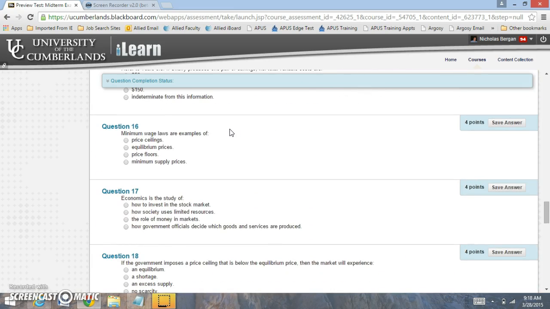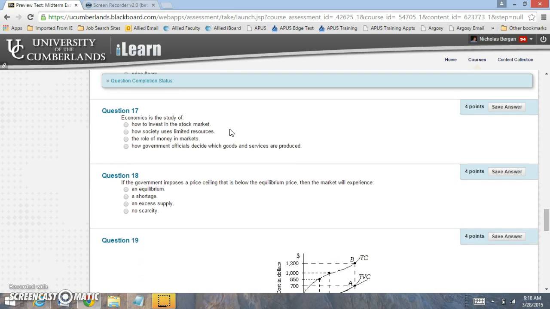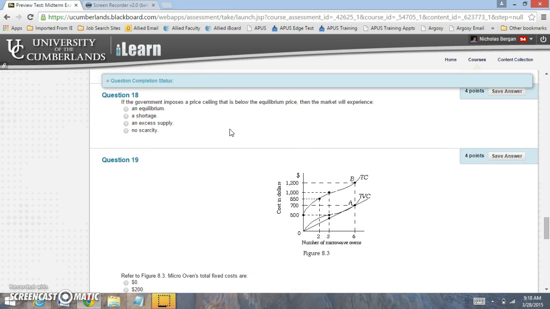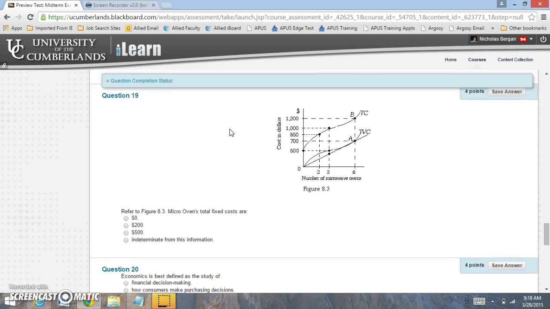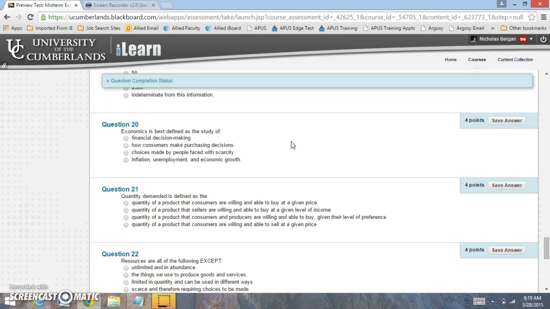Minimum wage laws, that's a good example of a price ceiling, lowest price that can be charged. Economics is looking at how we study our limited resources. Question 18 is looking at a price ceiling, and it's looking at markets and what occurs at that market price ceiling. Question 19 is looking at total cost, total variable cost, and you're trying to find fixed cost, which is the difference between these two curves. Another example of economics and how it's defined.